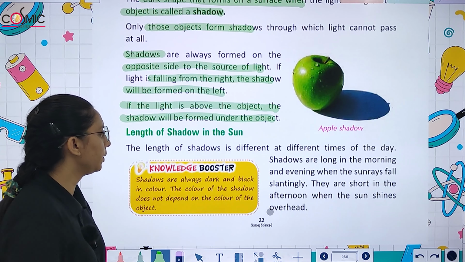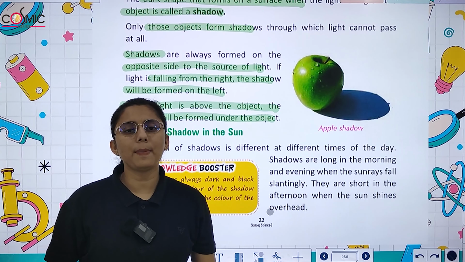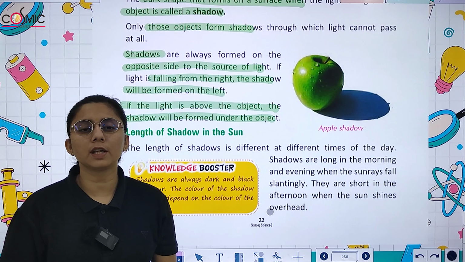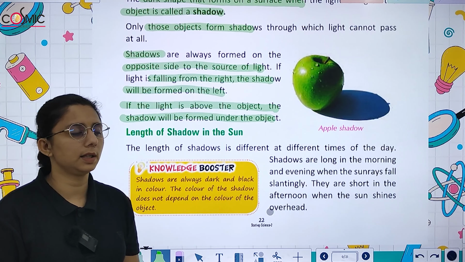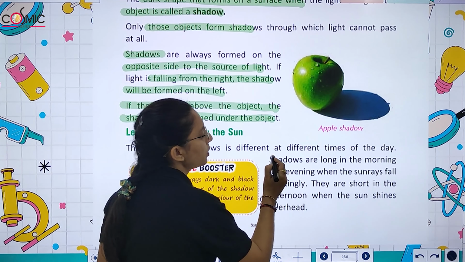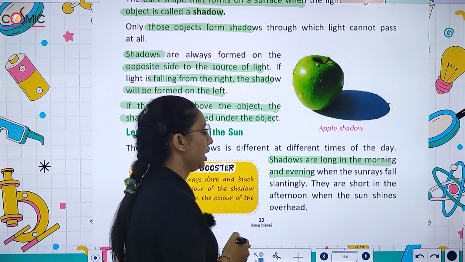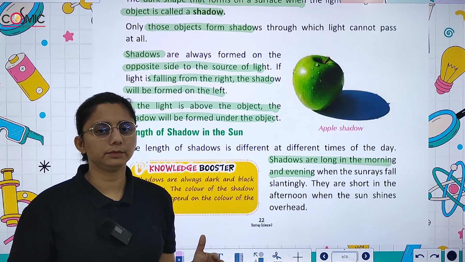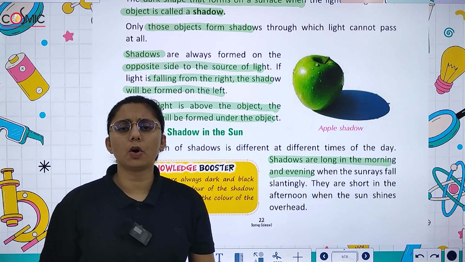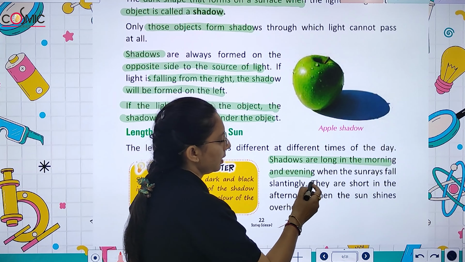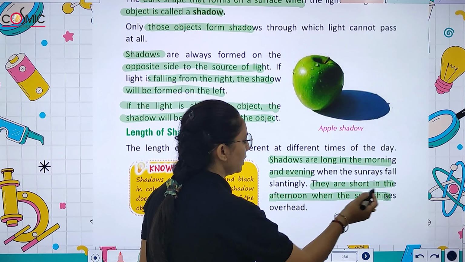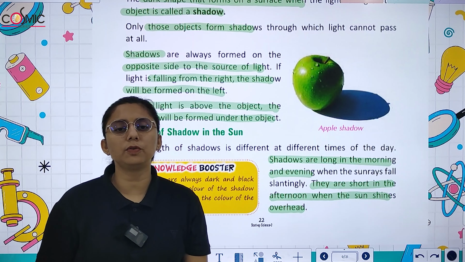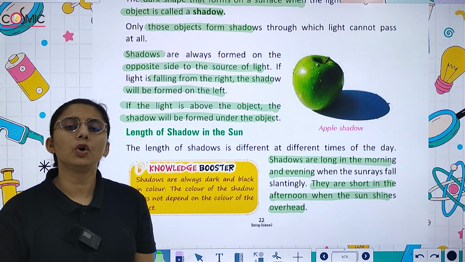Next is length of shadow in the sun. देखो अगर हम बात करें डे में तो there is different shade. पूरे दिन में आपको अलग अलग शेड दिखाई देगी, कभी लॉन्ग दिखाई देगी, कभी शॉर्ट दिखाई देगी. If we say, shadows are long in the morning and evening. देखो जब सन रेज फॉल करती है स्लैंटिंगली तो शेडो कैसी होती है? लॉन्ग. They are short in the afternoon when the sun shines overhead. जब सन क्या होता है? ओवरहेड होता है, तो जो हमारी शेडो फॉर्म होती है वो कैसी होती है? वो शॉर्ट.